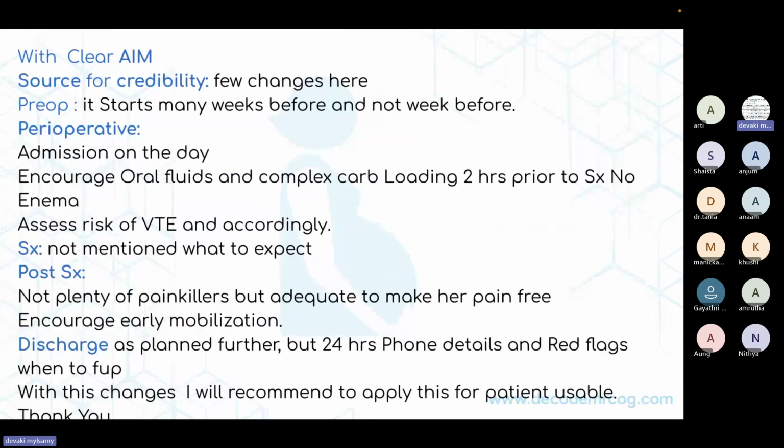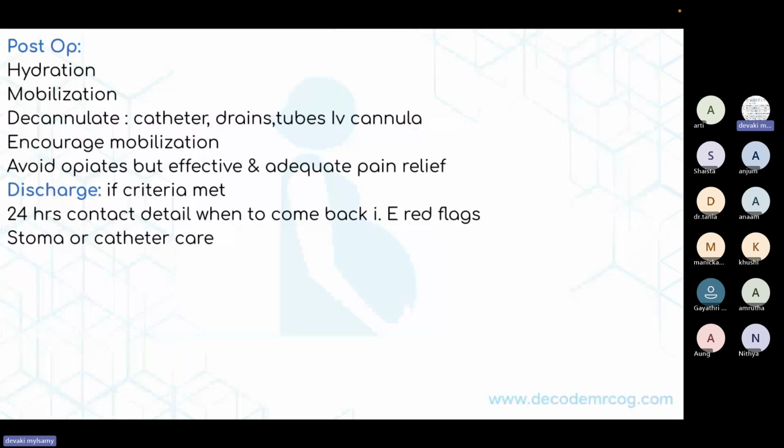That needs to be mentioned here. Post surgery, not plenty of painkillers, only adequate painkillers just to make them pain free, so that we can encourage early mobilization. Adequate hydration needs to be discussed here, along with the points which they had missed out. Decannulate as early as possible.